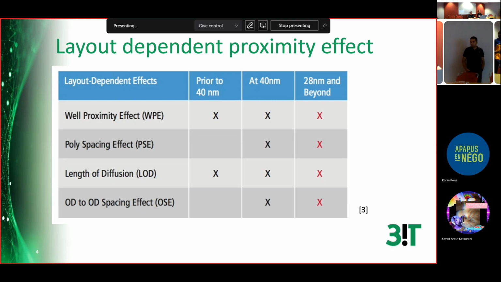Isn't this the same as for your STI? Exactly. I think they are all related to the mechanical constraints due to the surroundings. But if you have dummies, all four effects will be reduced. Yeah, so just adding dummies.